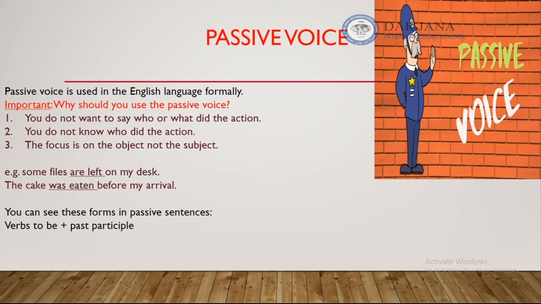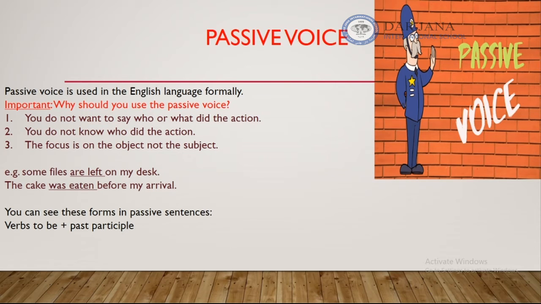Some files are left on my desk. I don't know who actually left the files on my desk. The subject is unknown. The sentence is passive. The cake was eaten before my arrival. The cake was there in the kitchen, but someone ate it. I don't know who did this. So the cake is gone. I don't know who ate it. So the subject is unknown. The subject is missing, so the sentence is passive voice.